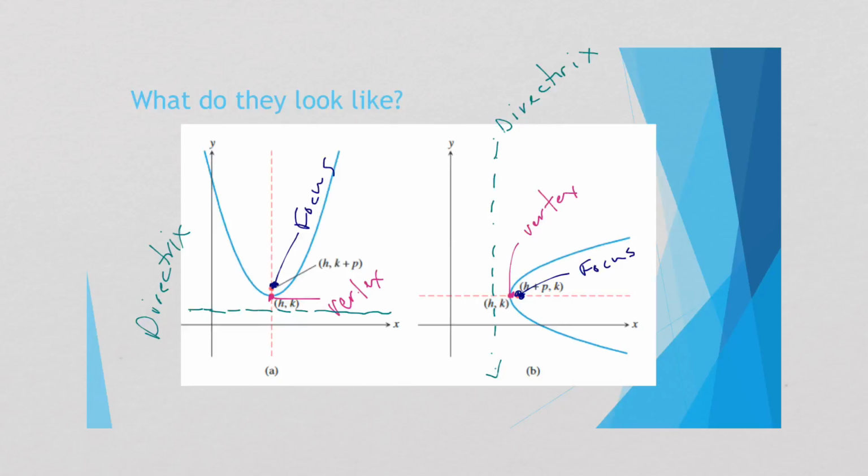And so this is what you're going to have to label on your graph when you're drawing these graphs. We need to know the directrix, the vertex, and the focus. Where are all of these things at? So let's get to some problems.